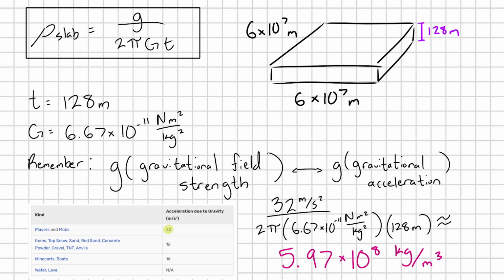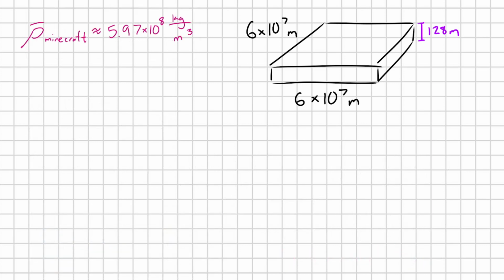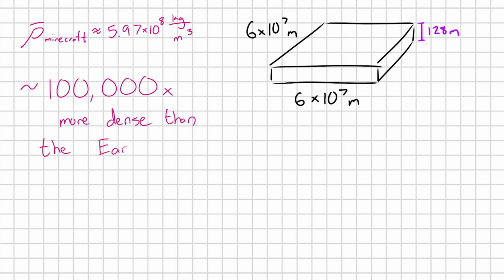Wait, hold on a second. That's massive. That's 600 million kilograms per cubic meter. To put that into perspective, a world in Minecraft is approximately 100,000 times more dense than our Earth. So keep that in mind when you've got an inventory full of blocks for just how much weight you're actually carrying. But anyways, let's go ahead and wrap up this question.